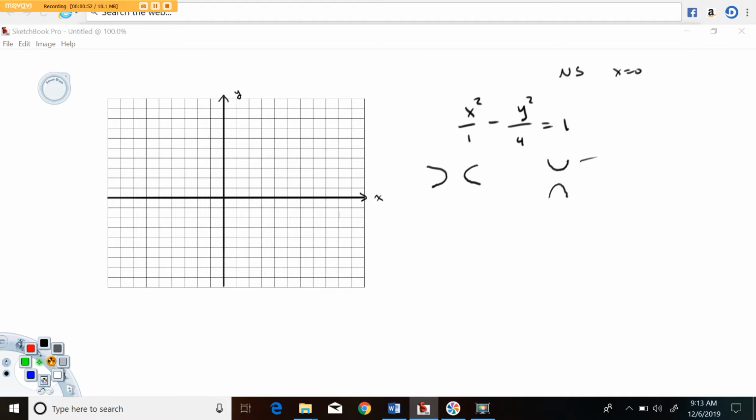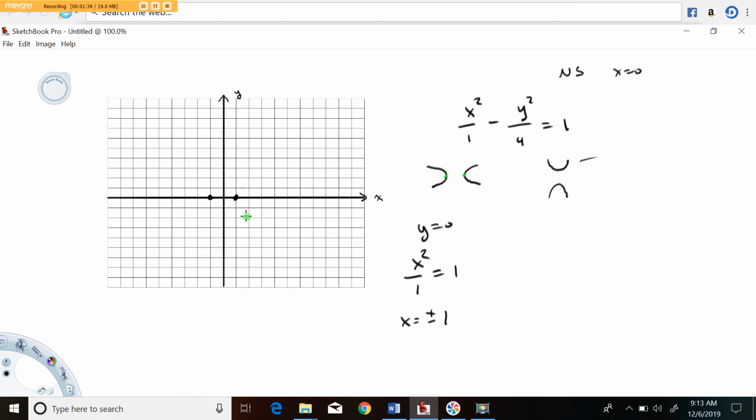Now, the vertices are these points here and here. Those are easy enough to find because at that point we can set y equal to 0. This thing is going to read x squared over 1 equals 1. And when you solve this for x, you get x equals plus or minus 1. All right, so we know the vertices of the hyperbola are at 1, 0 and minus 1, 0. Now, they have, again, this almost parabolic looking shape.